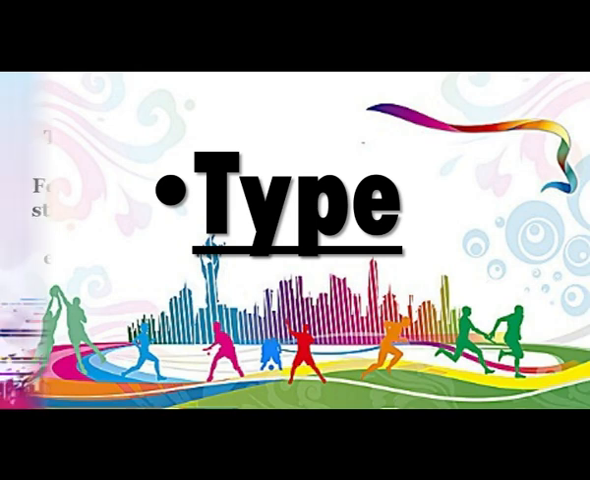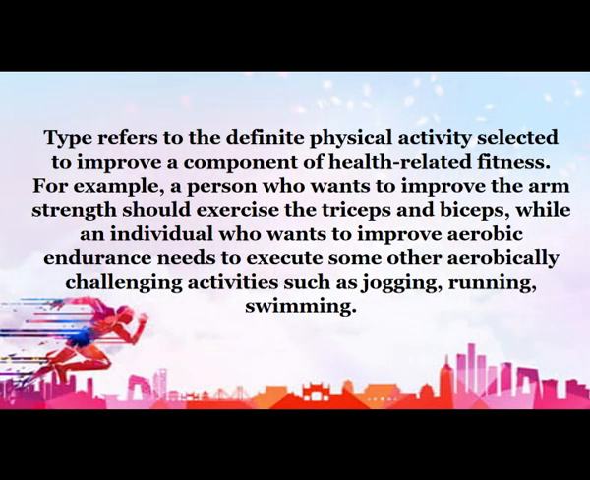Type. Type refers to the definite physical activity selected to improve a component of health-related fitness. For example, a person who wants to improve arm strength should exercise the triceps and biceps, while an individual who wants to improve aerobic endurance needs to execute aerobically challenging activities such as jogging, running, or swimming.